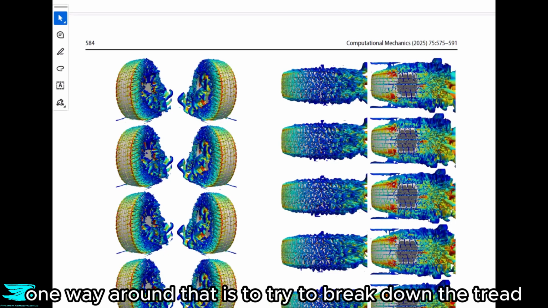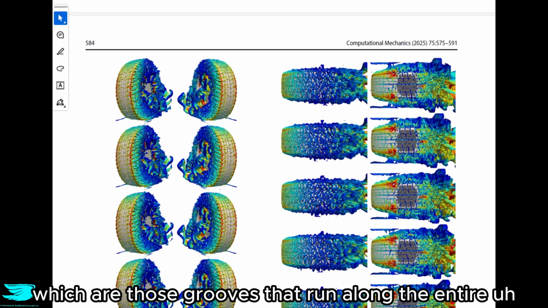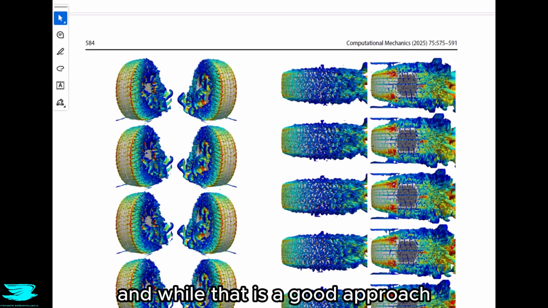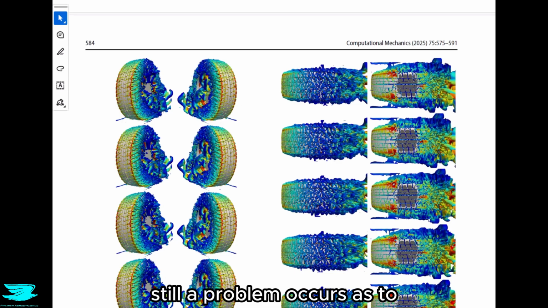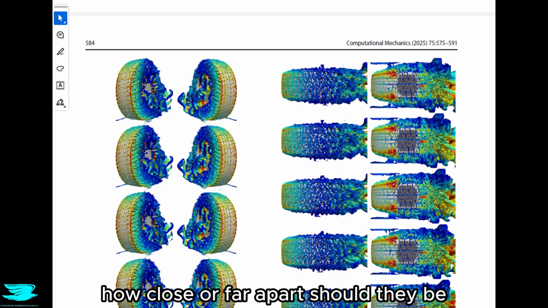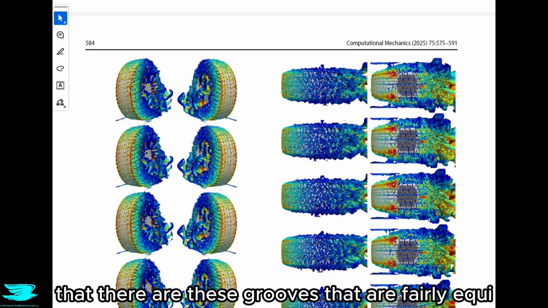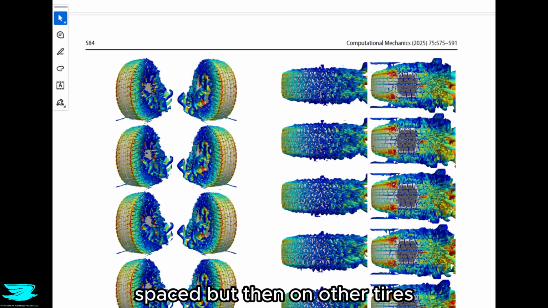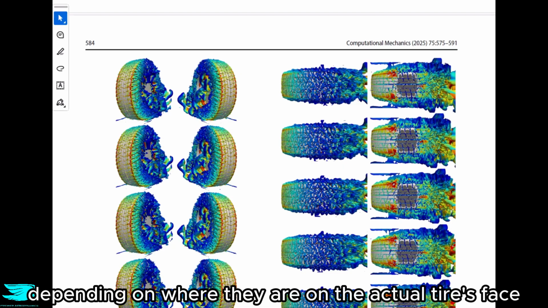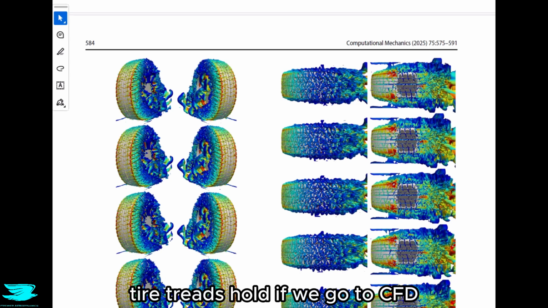Now, one way around that is to try to break down the tread pattern into fundamental patterns. So for example, longitudinal grooves, which are those grooves that run along the entire tire. And while that is a good approach, still a problem occurs as to how wide and deep they should be. How close or far apart should they be? So for example, you might notice that on some tires there are these grooves that are fairly equi-spaced, but then on other tires, some are closer and others are farther apart depending on where they are on the actual tire's face. And that's just some of the problems that the tire treads hold.